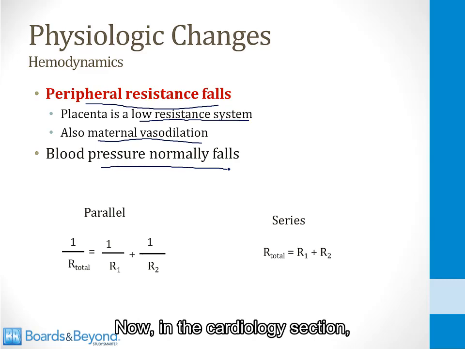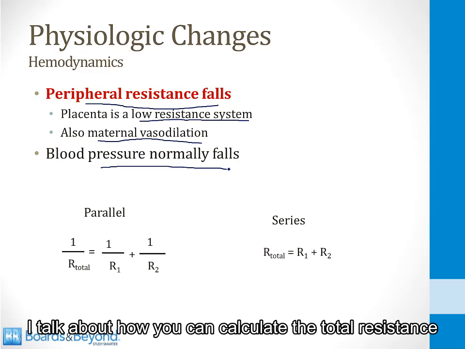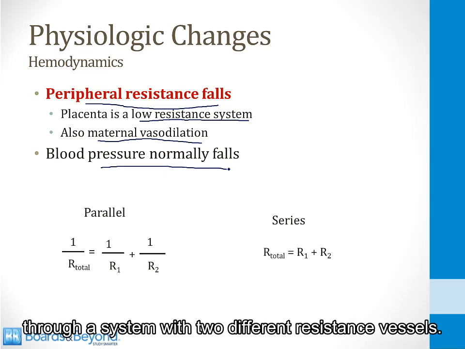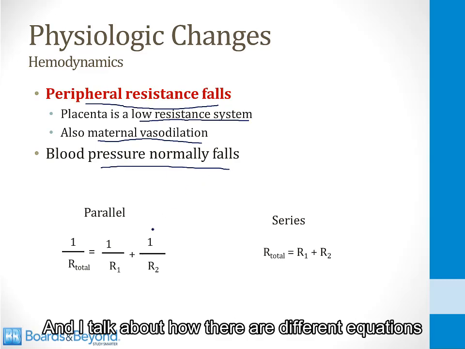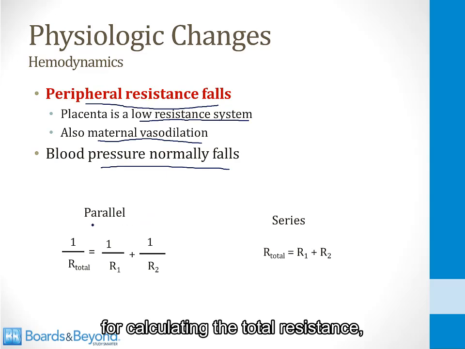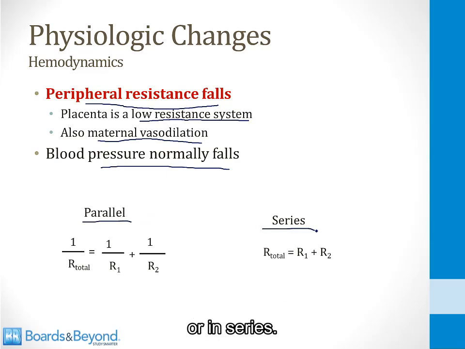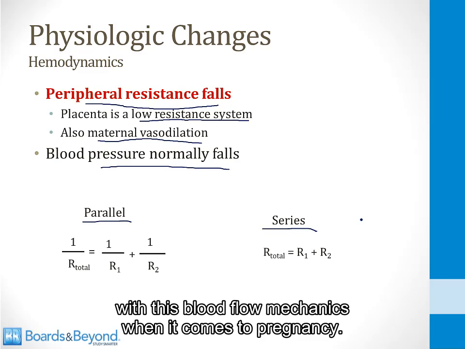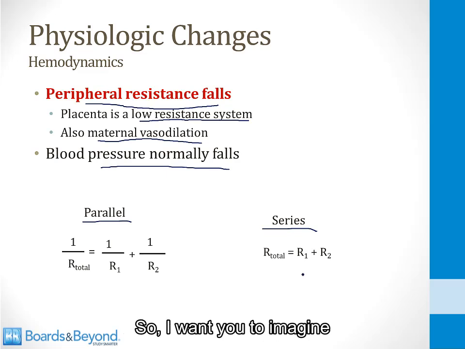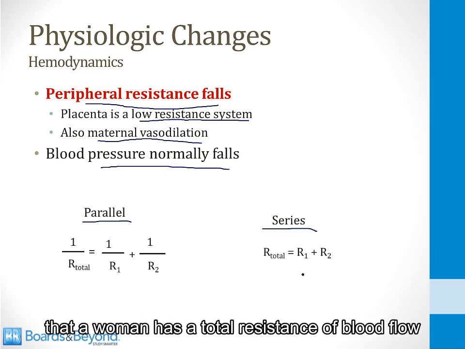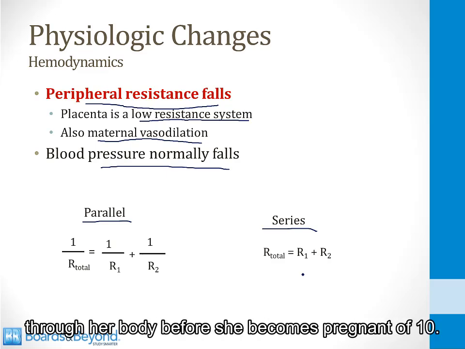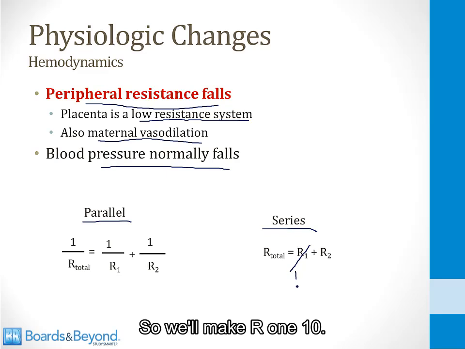Now, in the cardiology section, in a video on blood flow mechanics, I talk about how you can calculate the total resistance through a system with 2 different resistance vessels, and I talk about how there are different equations for calculating the total resistance depending on whether the 2 vessels are placed in parallel or in series. There's a very high yield tie-in with this blood flow mechanics when it comes to pregnancy. So I want you to imagine that a woman has a total resistance of blood flow through her body before she becomes pregnant of 10, so we'll make R1 10.